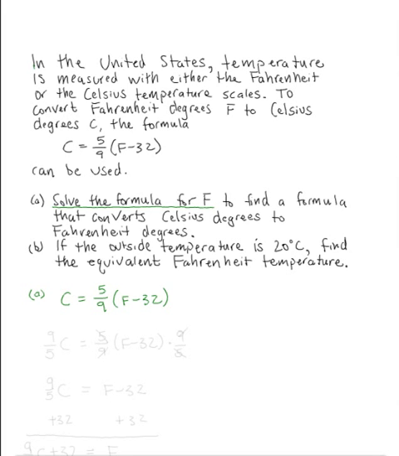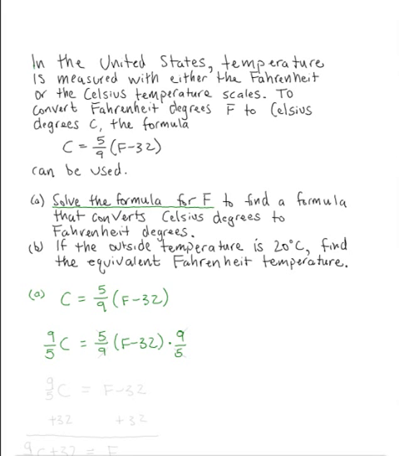So, the reciprocal of 5 over 9 is 9 over 5. If we were to multiply both sides of our equation by the reciprocal of 5 over 9, and that would be 9 over 5 times c is equal to 5 over 9 times f minus 32 times 9 over 5, then we'll be one step closer to isolating the variable f.